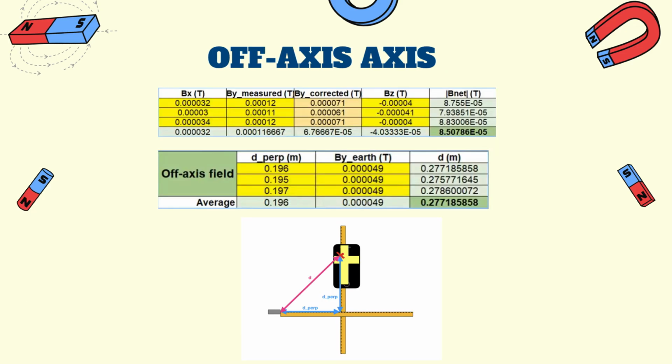And this is the off-axis data, and we can see how the distance is perpendicular to the reference point on the magnetometer on the phone.